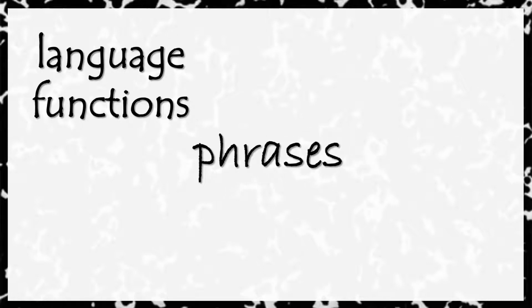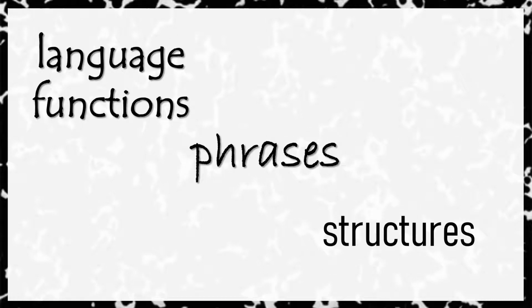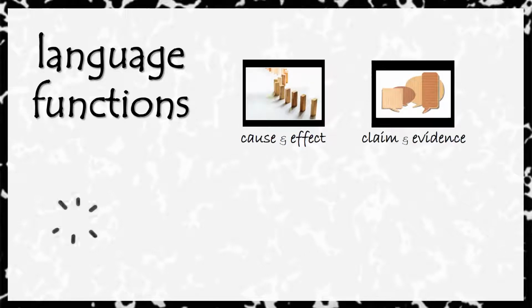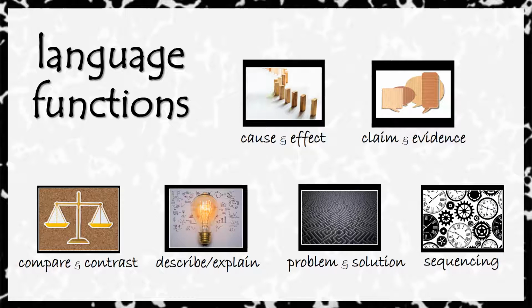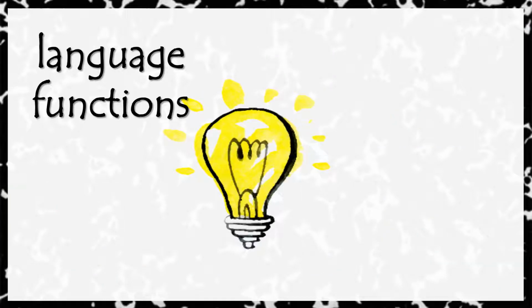3 other characteristics of academic language are language functions and their associated phrases and structures. In short, language functions refer to the ways we use language for academic purposes. Language functions include tasks such as explaining, describing, making a claim and supporting it with evidence, sequencing, and comparing and contrasting. This is the language that embodies the thinking we do in academic contexts.